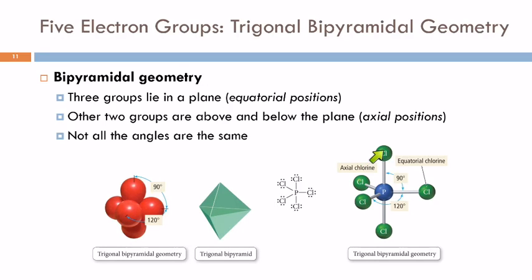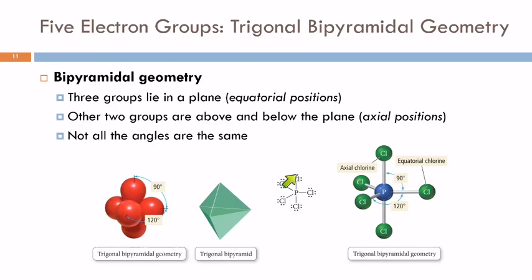The angles between this one and its neighbors are 90 degrees. The angles between the one at the bottom and its neighbors are 90 degrees. But these guys are said to be in the equatorial position. They're like around the equator of the Earth, and the axial atoms are at the north and the south pole. These are sharing 360 degrees, and so they're going to have 120-degree angles. It's the only way to maximize the separation for 5 things.